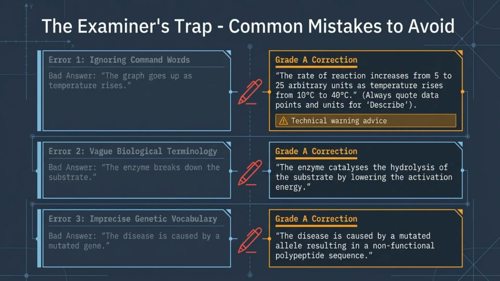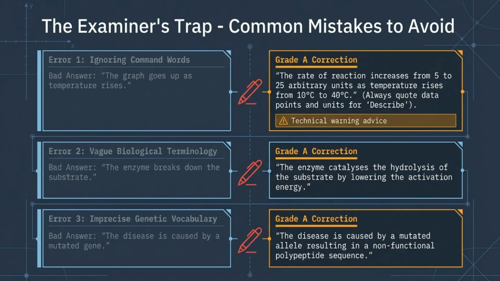Trap 2. Basic verbs. Stop saying enzymes break things down. Use the technical mechanism instead. It's better to say, the enzyme catalyzes hydrolysis by lowering the activation energy. Specific verbs win marks. Trap 3. Loose vocabulary. Don't just blame a mutated gene. Be precise. It's a mutated allele that results in a non-functional polypeptide sequence.